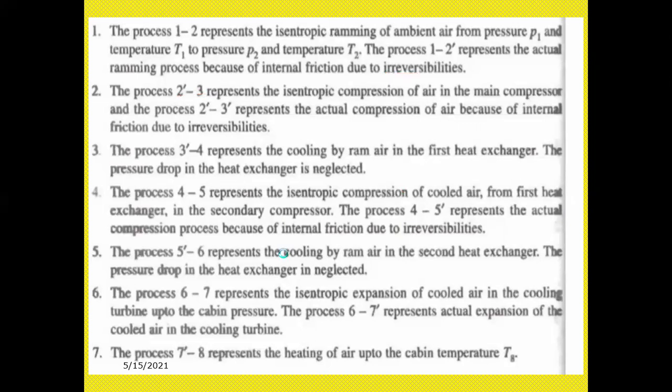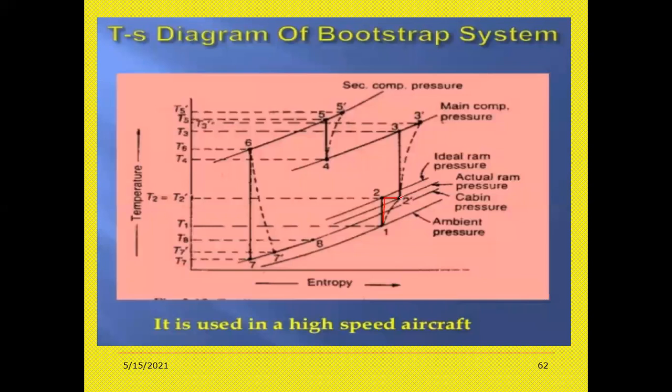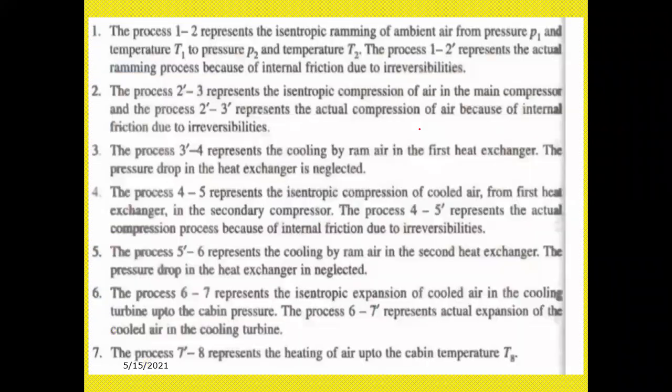So what does 2-3 and 2-3 dash say here? 2-3 is the main compressor, 2-3 dash is the main compressor. Right? 2 to 3 is the main compressor. 2 dash 3 dash is the actual compression of air because of internal friction due to the irreversibilities.